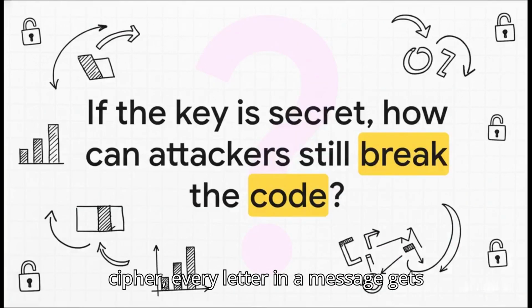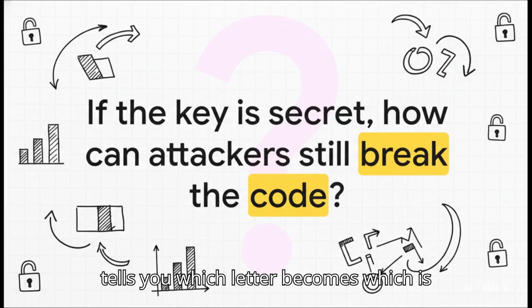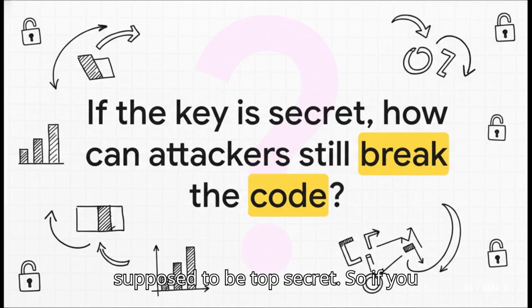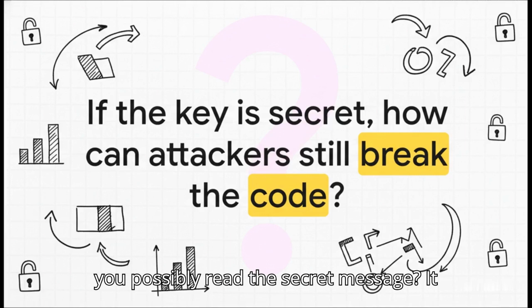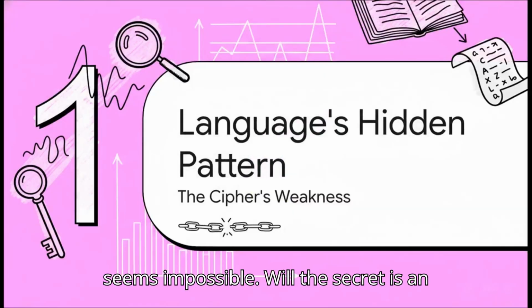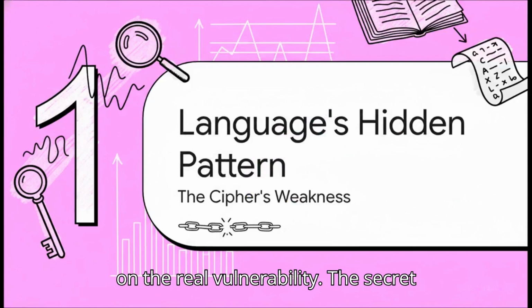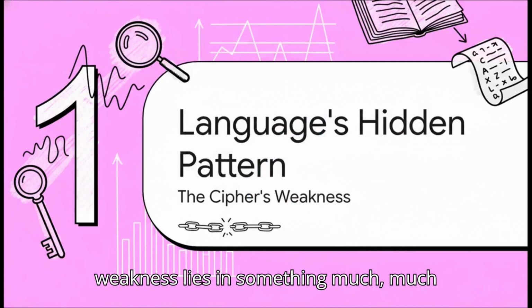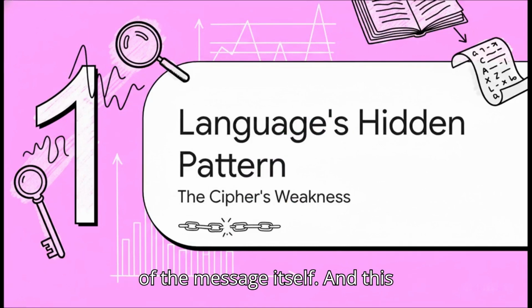In a substitution cipher, every letter in a message gets swapped for a different one. The key that tells you which letter becomes which is supposed to be top secret. So if you don't have the key, how on earth could you possibly read the secret message? It seems impossible. Well, the secret isn't actually about attacking the cipher head-on. The real vulnerability, the secret weakness, lies in something much more fundamental. It lies in the language of the message itself.